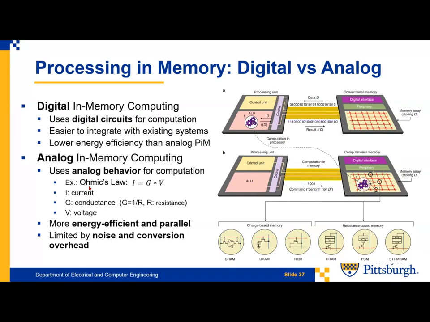For example, Ohm's law. The formula is shown on the slide. I here is the current. I is equal to G times V. G is the conductance, which is one divided by the resistance value, and V is the voltage.